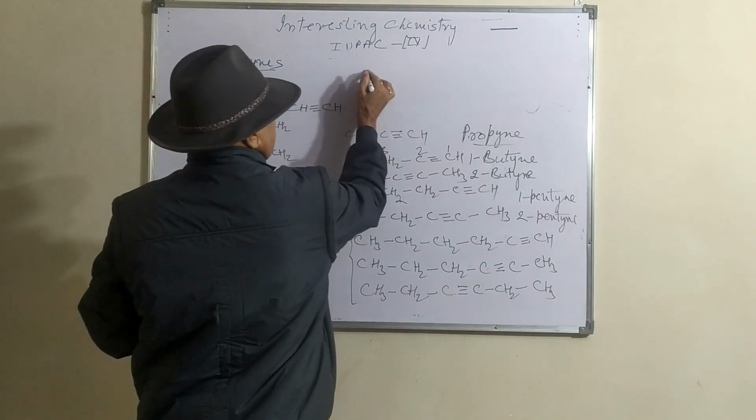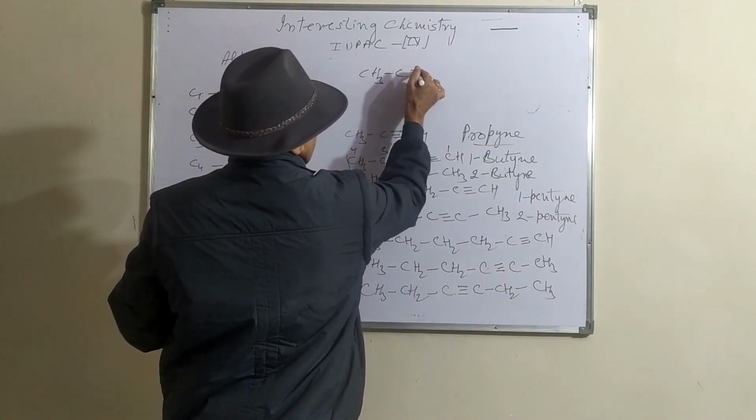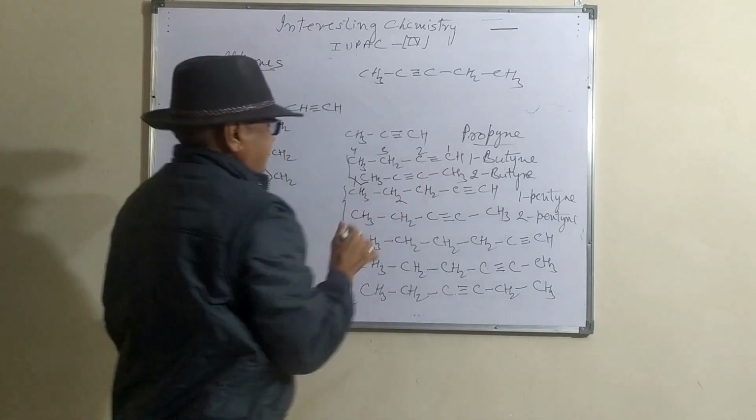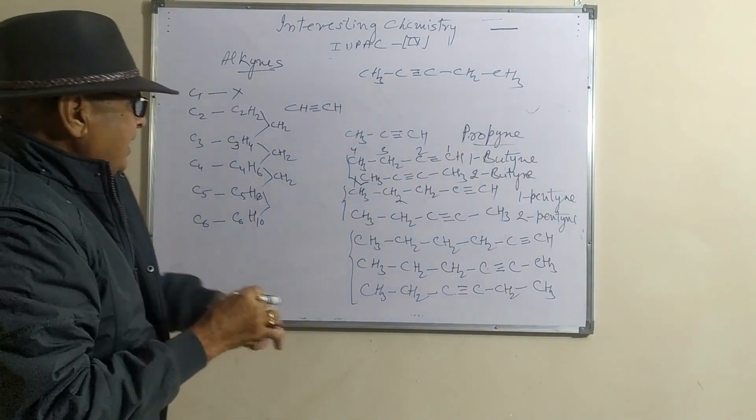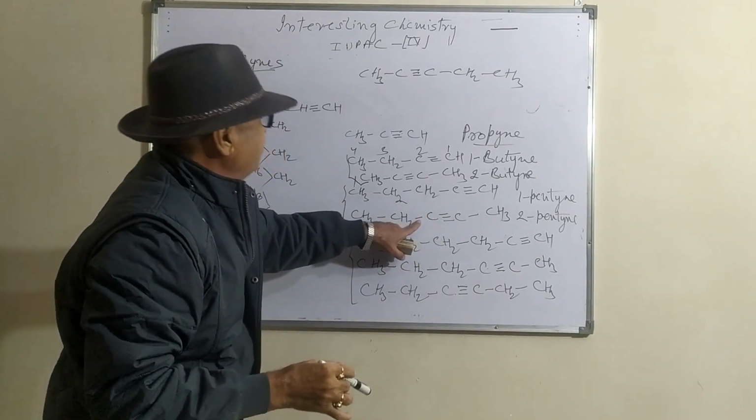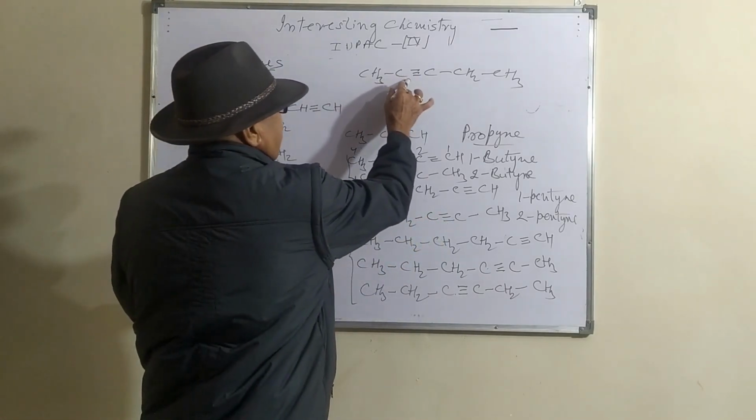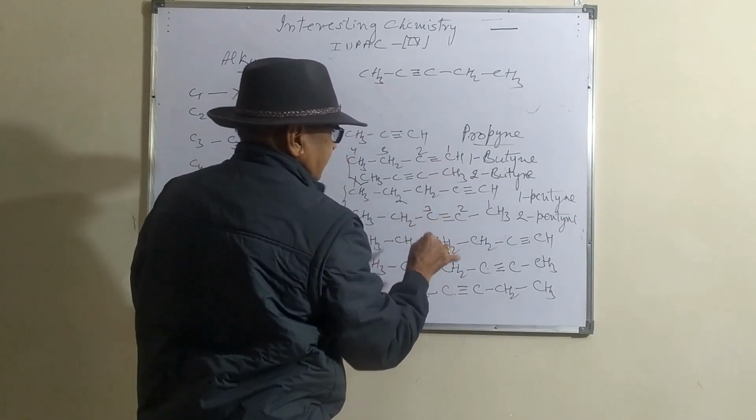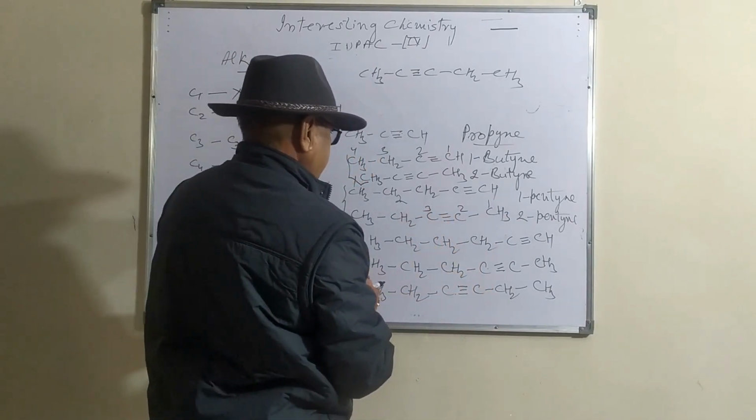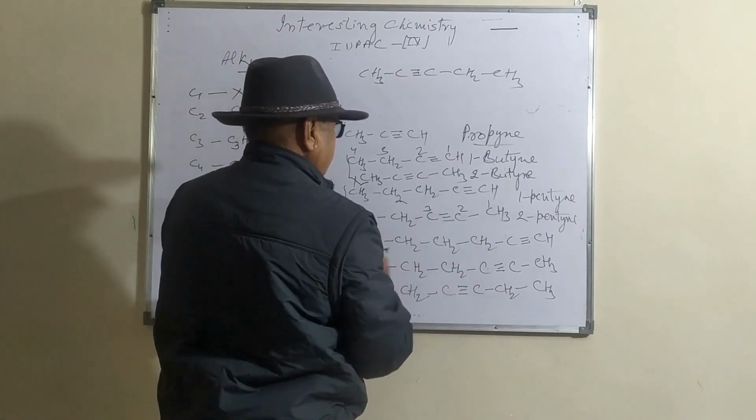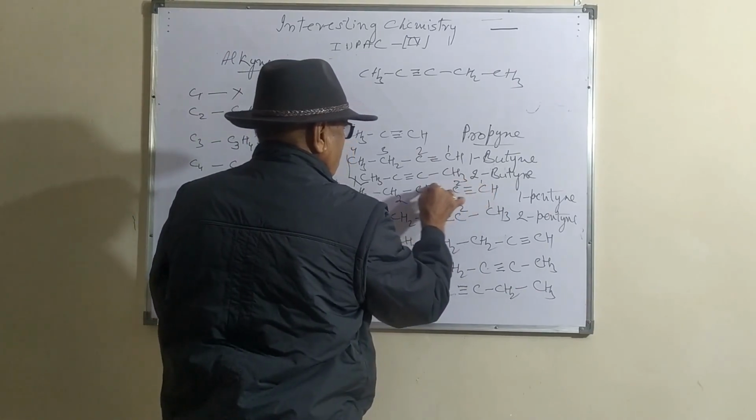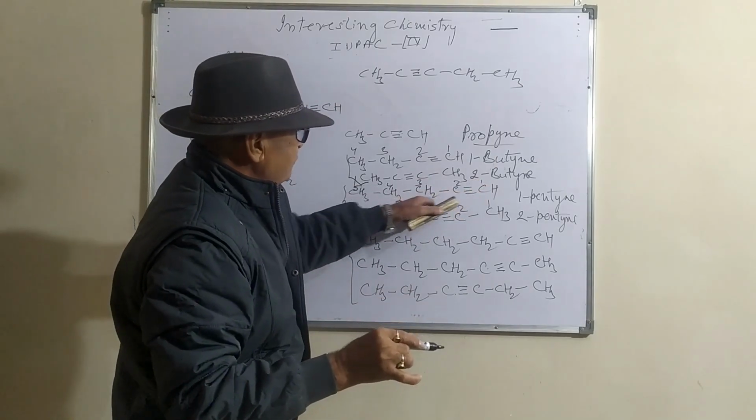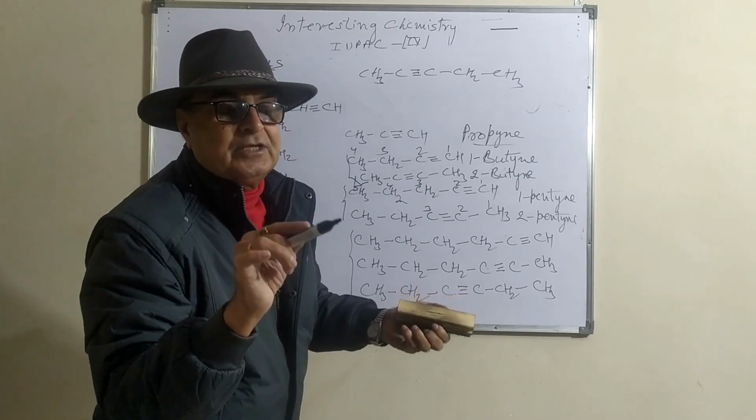suppose I write this structure of the pentyne like this: CH3, C triple bond C, CH2, CH3. This is the structure of pentyne. Suppose I write this triple bond in this place. So again, here we start from this end: 1, 2, 3, 4 and 5. So we start this numbering from this end. So it is 1-pentyne. This triple bond is here. The triple bond is given the lowest number.